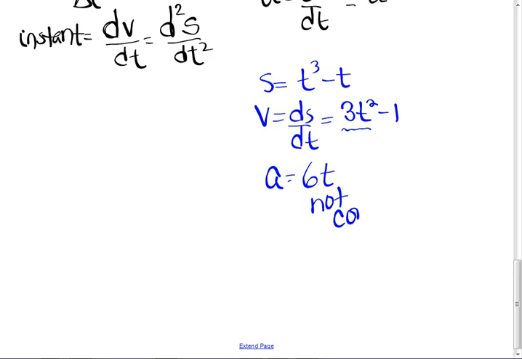Is that a constant acceleration? Not constant. Because it's 6 times my time. At t equals 0, my acceleration is 0. At 1 second, my acceleration is 6. At 2 seconds, my acceleration is 12. It may be a constant growth, but the acceleration is not constant. No, and we'll do a problem. What's the ds dt? The change in your position divided by the change in your time. Instantaneous. Because that's what velocity is. So velocity is, this is the instantaneous, yes.